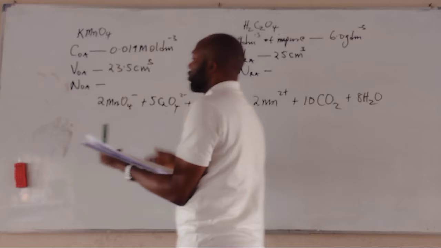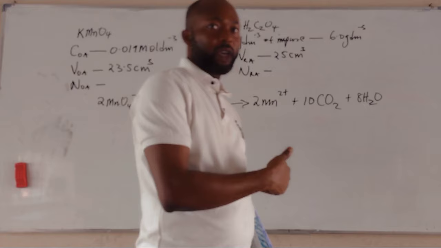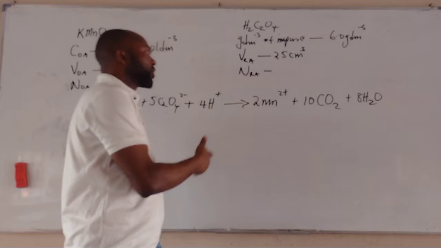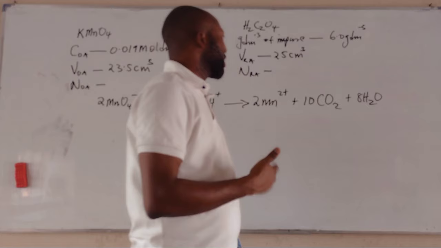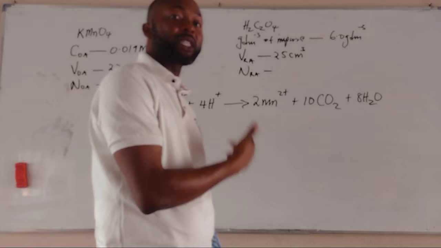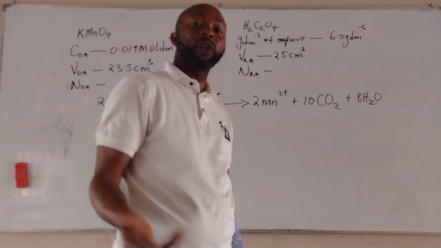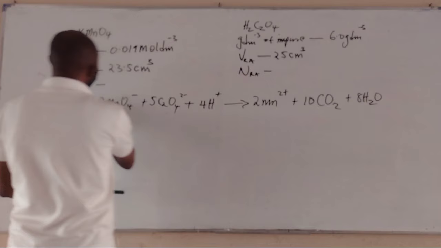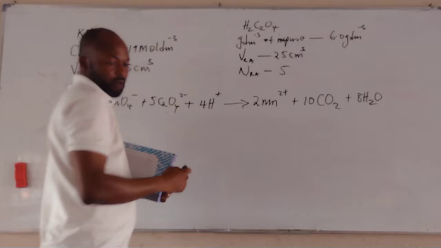Remember, this redox equation we treated in a particular topic, part 1 and 2 of balancing of redox equation. So I do not need to start balancing it, it's going to take my time. I just have to balance it before coming here so that I'll be quick. If you do not know how to balance this, go back to that video of ours, balancing of redox equation, and study it. I have part 1 and 2, so you're going to cover all the areas required. So now, the number of moles of the oxidizing agent is 2 and that of the reducing agent is 5.